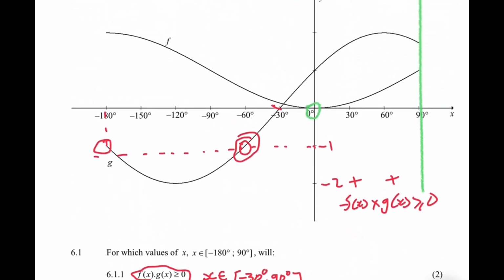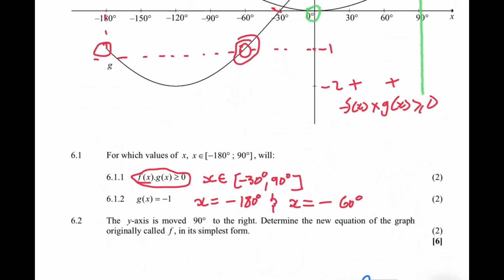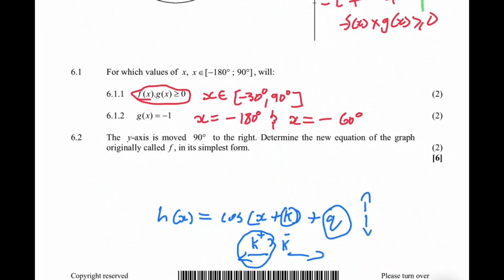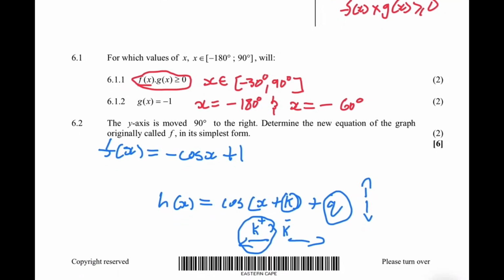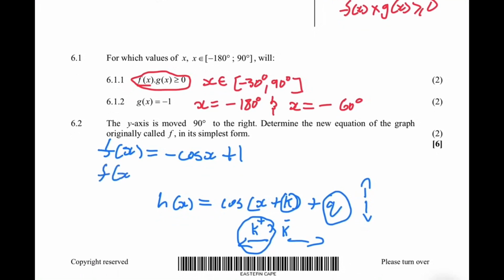So let's look at f of x. f of x is minus cos x plus 1. Let me just write that. So we have f of x equals minus cos x plus 1. And we want to move this graph 90 units to the left along the x-axis. So that will be f of x equals minus cos of x plus 90 degrees, since we're moving it to the left, and then plus 1.